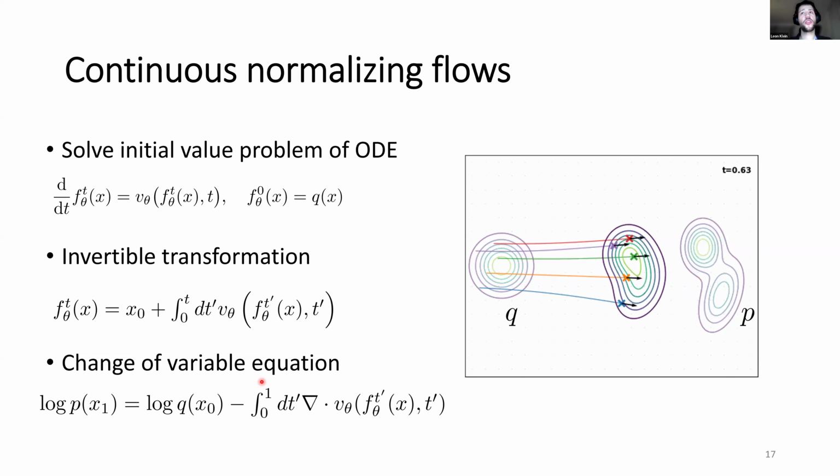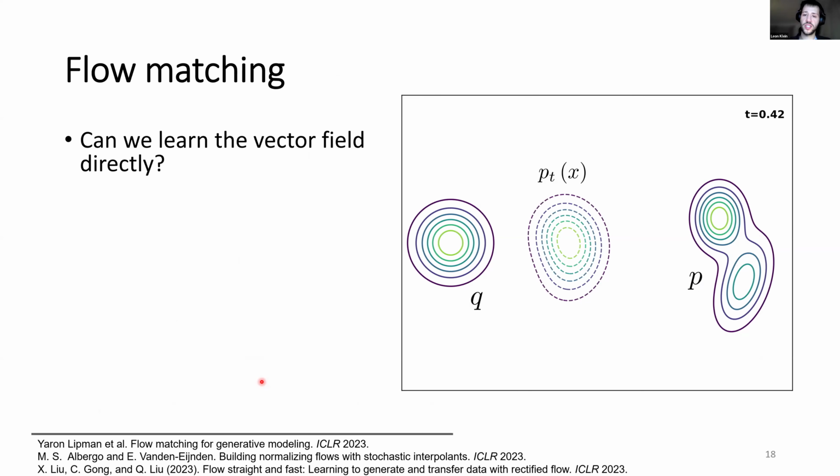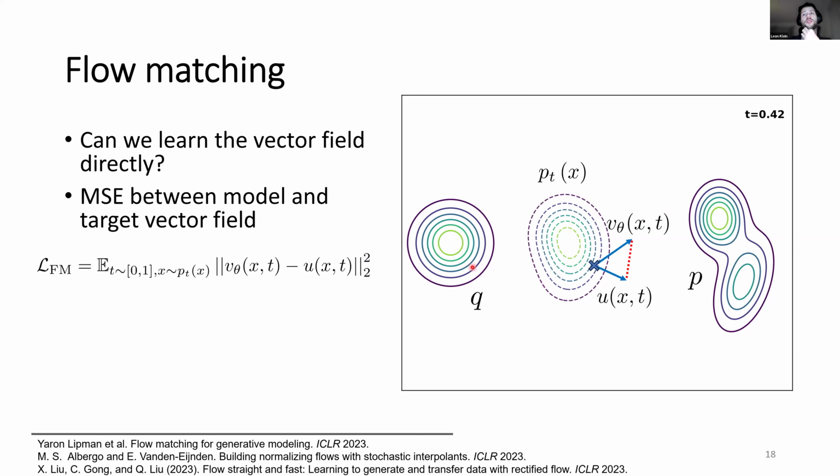So the idea is to directly learn the vector field so that there's no need to perform the whole integration. This is similar to diffusion models where we learn the score directly. So for this, consider this marginal distribution between times t0 and 1.